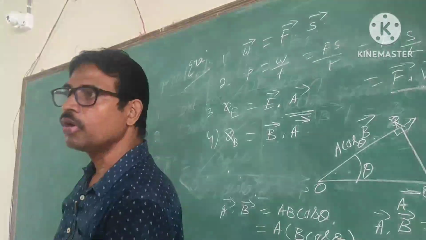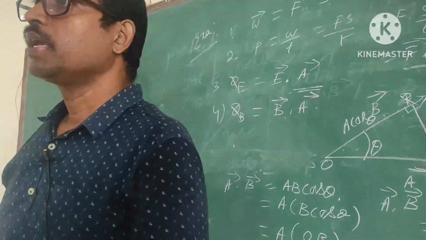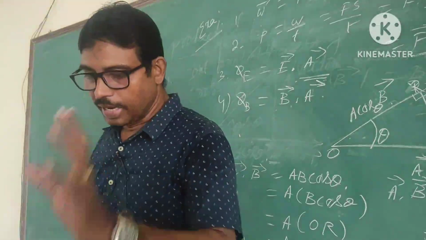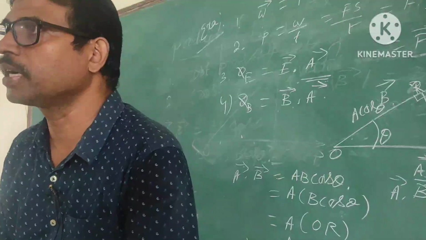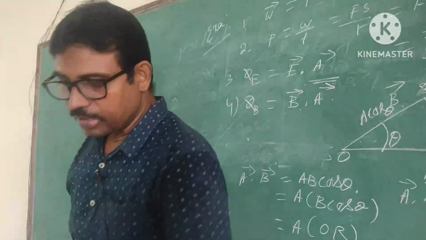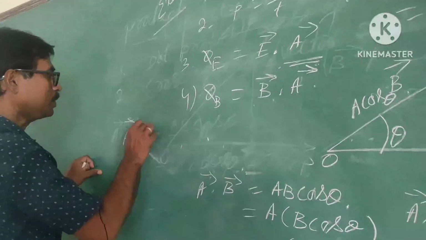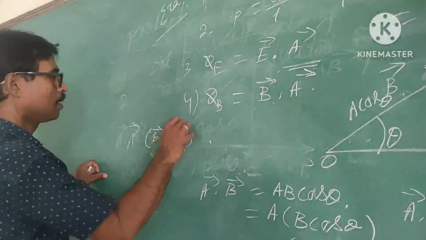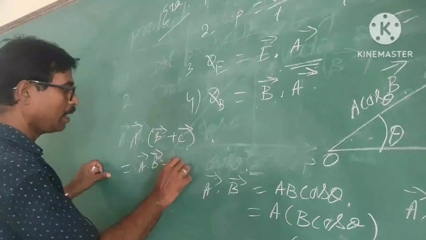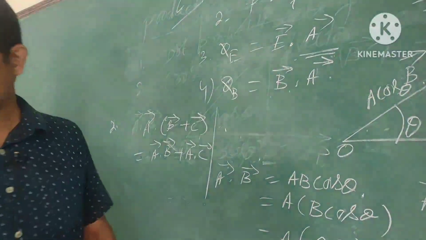First one: the dot product of two vectors is commutative. Commutative means a dot b is a b cos theta, and b dot a is b a cos theta. So a dot b is equal to b dot a. Then the dot product of two vectors obeys the distributive law. That means it distributes over addition. How can you write it? A dot (b plus c) is equal to a dot b plus a dot c. This is the distributive law.